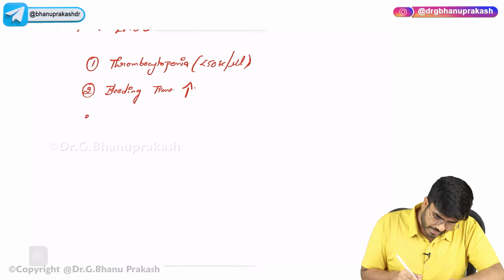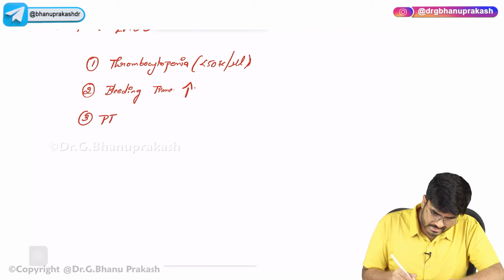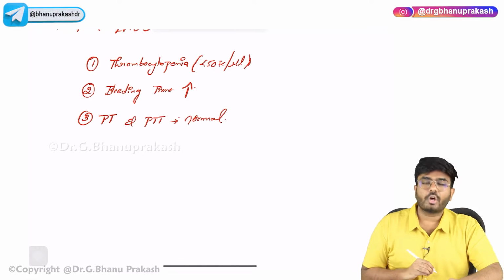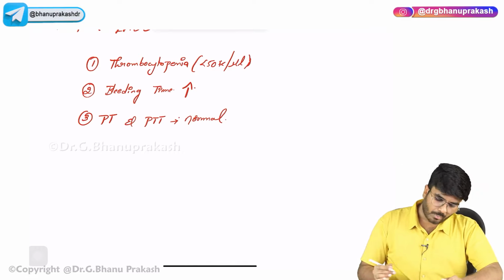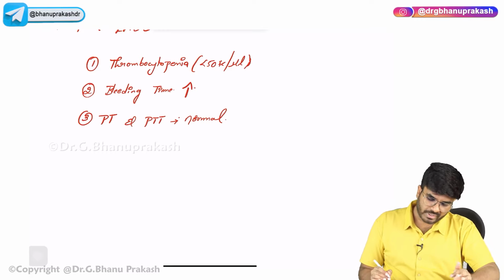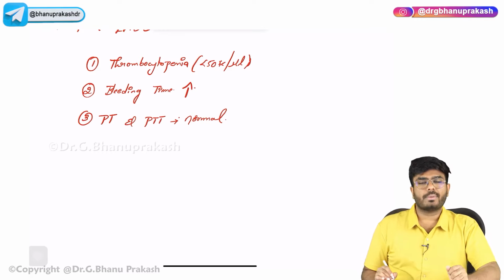What about the PT and PTT? PT and PTT are going to be normal because clotting factors are not affected. So thrombocytopenia is seen, bleeding time is increased, and PT and PTT levels are normal.